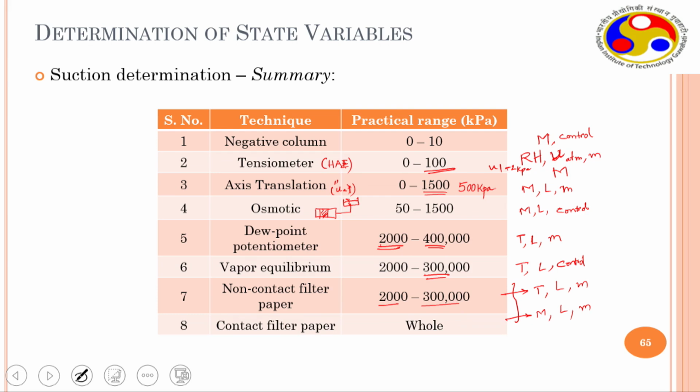It also takes a lot of time, and you can't use compacted samples, correct? Because you need to place the samples inside. The small samples you have to place, it is not possible with compacted samples. So these are all laboratory methods. Tensiometer could be a field method. Vapor equilibrium is a lab method, and so are non-contact and contact filter paper.